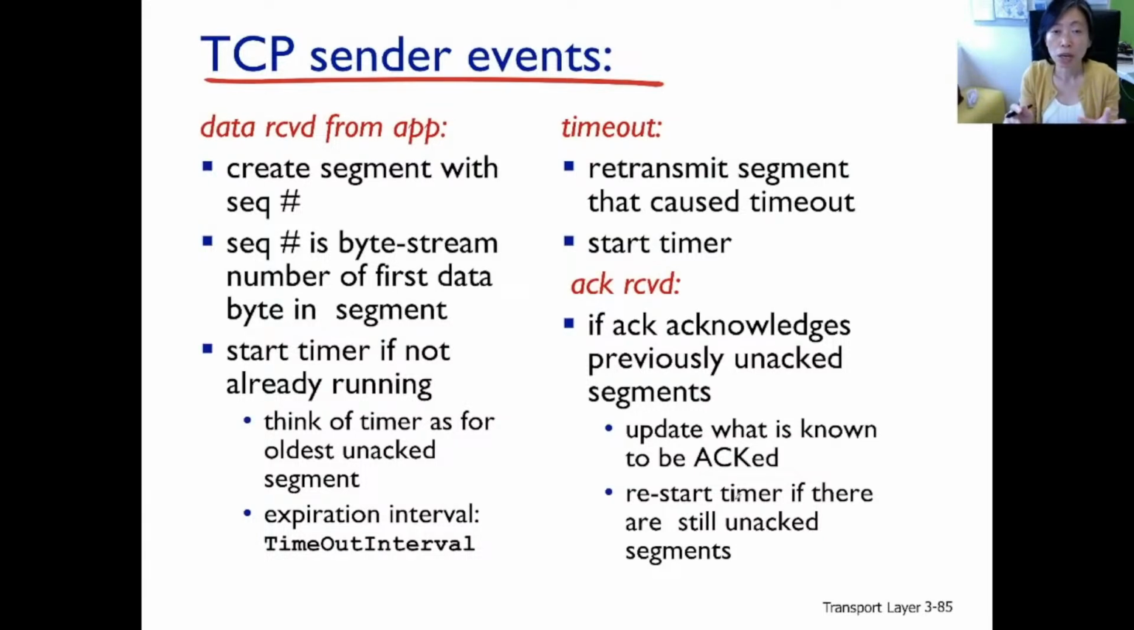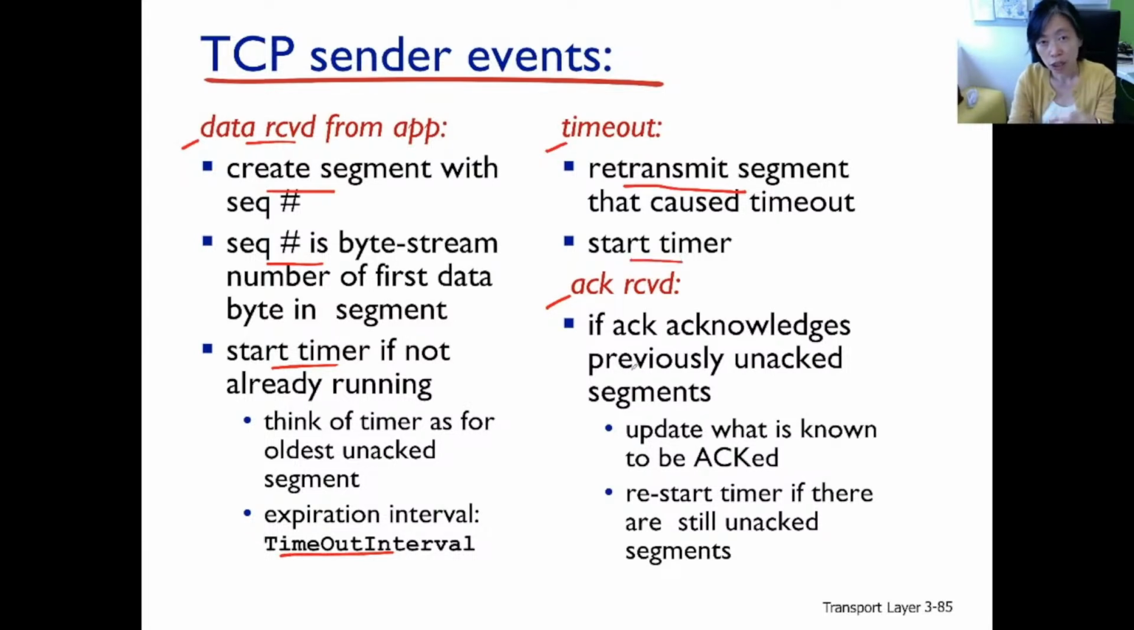Now, this is just another way of writing the finite state machine, but in pseudocode form. So we switch on different events. There's the data received from above case. There's the timeout case. There's also the receiving of an ACK packet case. So on receiving data from the app, generate a packet, set the sequence number in byte count, and start the timer if there's not one yet running. Just to make sure that you set the timeout interval to what? The estimated RTT plus 4 times the deviation of RTT.